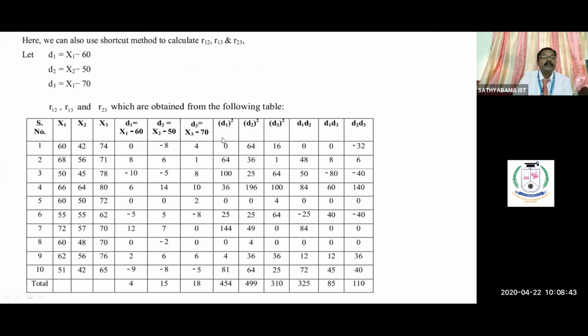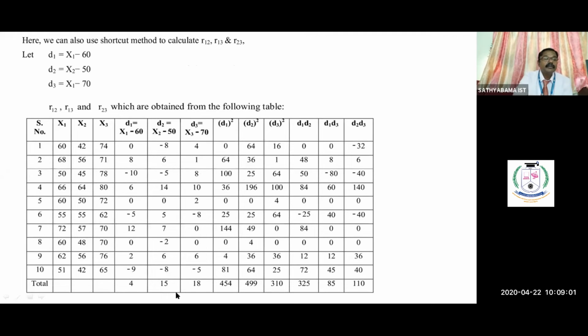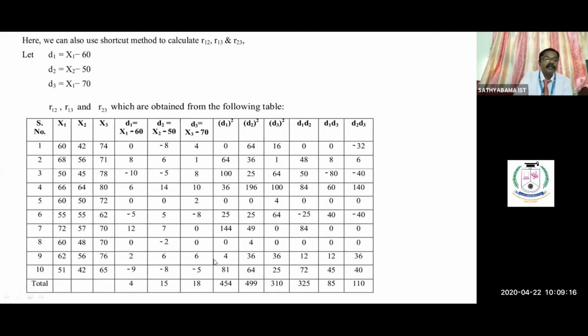Here summation d1 from the previous table. What is summation d1? It is 4. Summation d2 from the previous table is 50. So we are finding the value, substituting the values one after the other. N is 10. Sigma d1 square from the previous table. What is d1 square? 554. Substituting all the values and simplifying, we get R12.